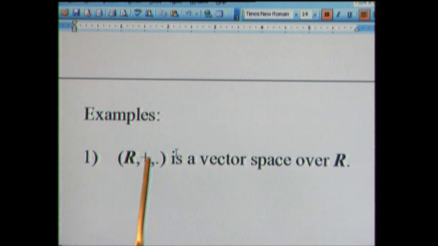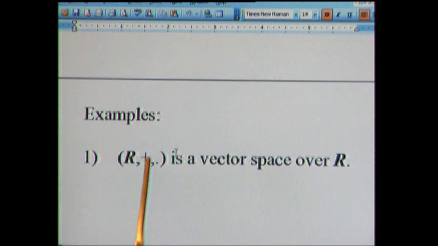Therefore, R plus is an abelian group, and we may recall that if we add two real numbers we get a real number, and addition of real numbers is associative, and 0 is the additive identity, and for every real number x, minus x is its additive inverse, and we know that if we take any two real numbers x and y, x plus y is the same as y plus x. Therefore, R plus is an abelian group, and this dot is the usual multiplication of real numbers.